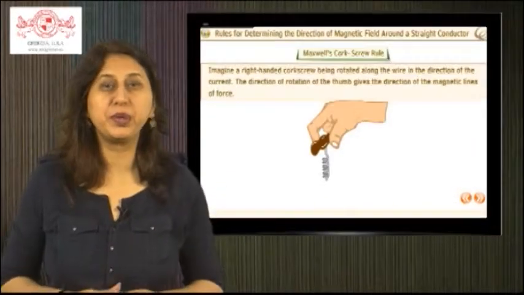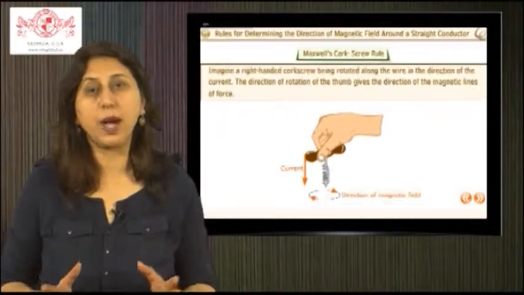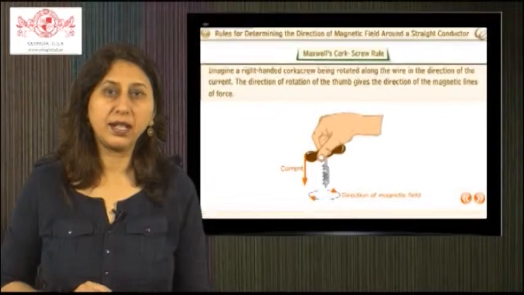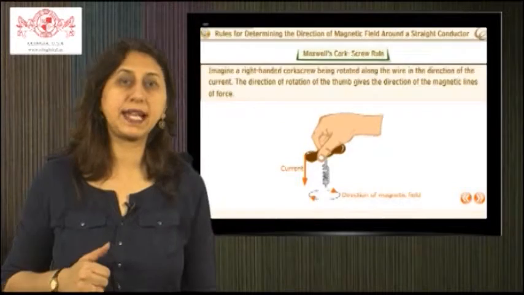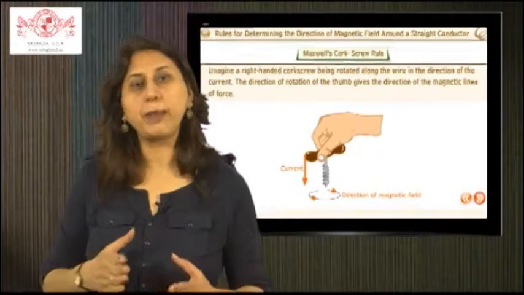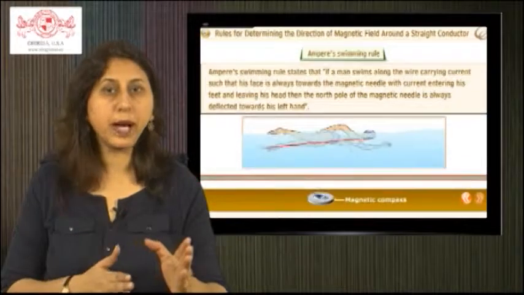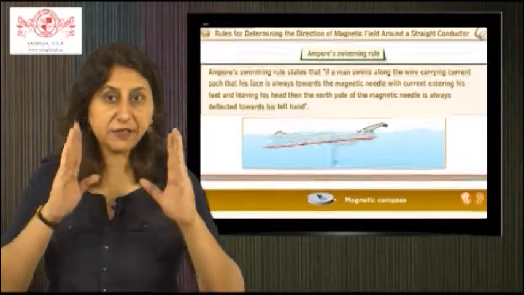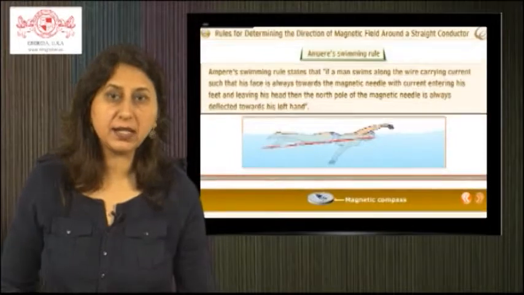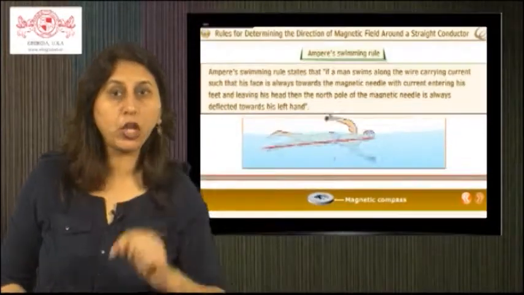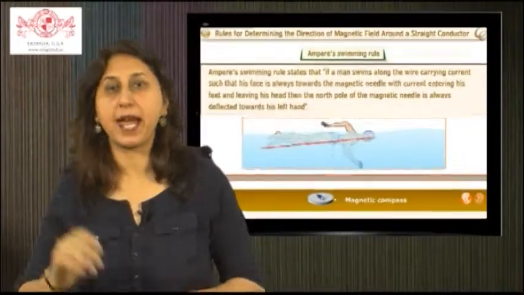Maxwell's corkscrew rule. Imagine a right-handed corkscrew being rotated along the wire in the direction of the current. The direction of rotation of the thumb gives the direction of the magnetic lines of force. Ampere's swimming rule. This rule states that if a man swims along the wire carrying current such that his face is always towards the magnetic needle with current entering his feet and leaving his head, then the north pole of the magnetic needle is always deflected towards his left hand.